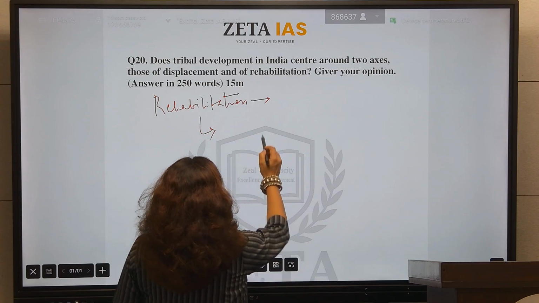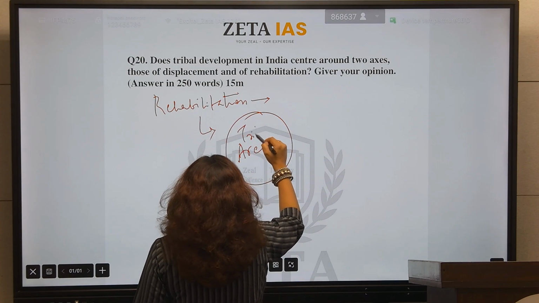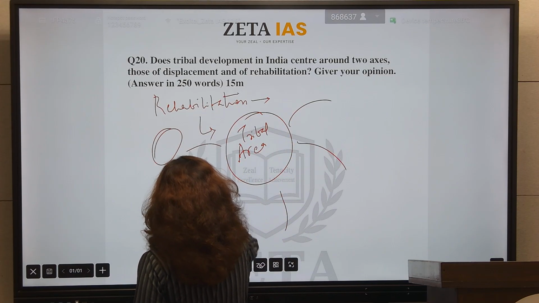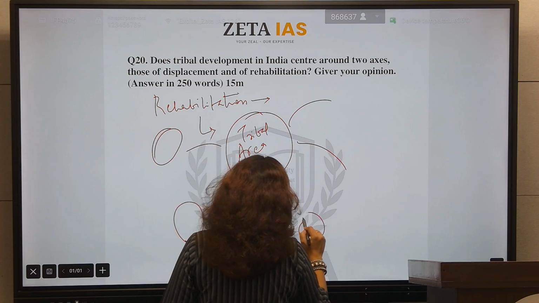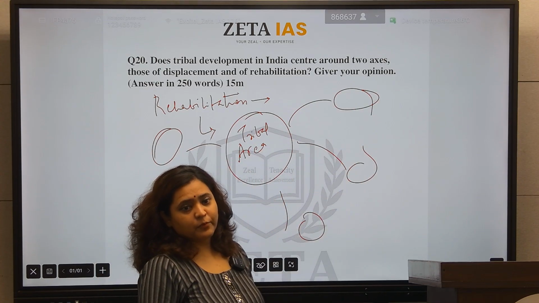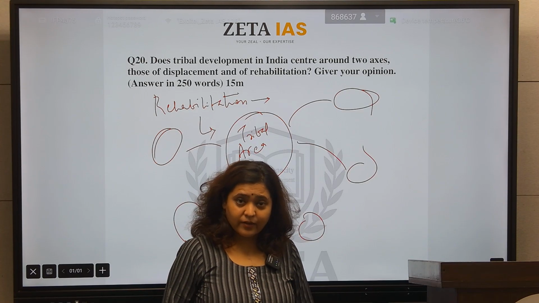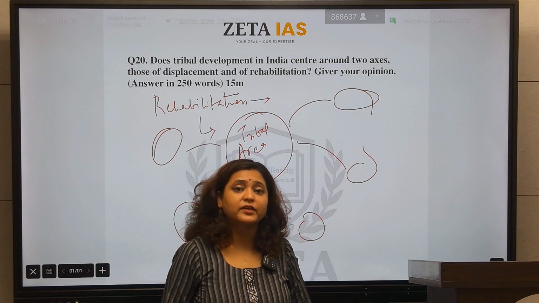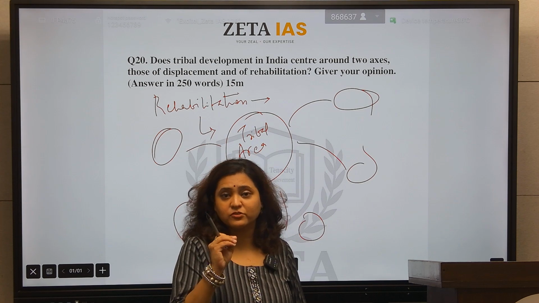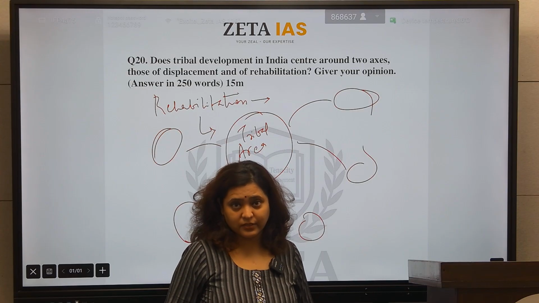For example, if this is their area, once they are resettled in scattered areas, they are settled here, here, here, and here. So displacement also provides a kind of discomfort or disconnection, and rehabilitation does not provide the cushion of community which is essential for a tribal society. This is the main problem with displacement and rehabilitation.